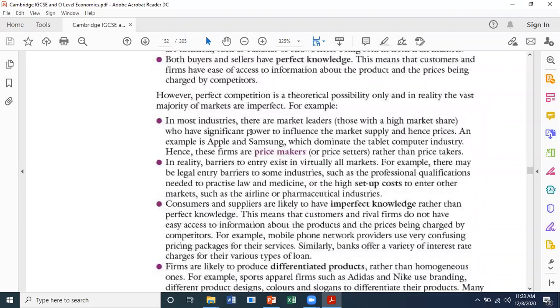In most industries, there are market leaders, those with a high market share who have significant power to influence the market supply and hence prices. An example is Apple and Samsung, which dominate the tablet computer industry. Hence, the firms are price makers or price setters rather than price takers.